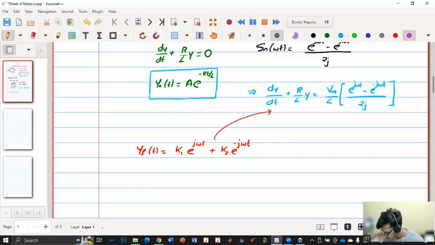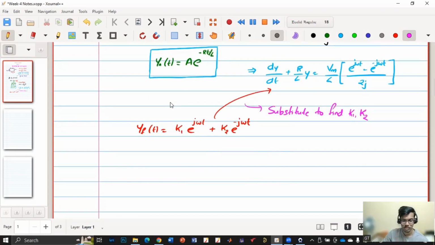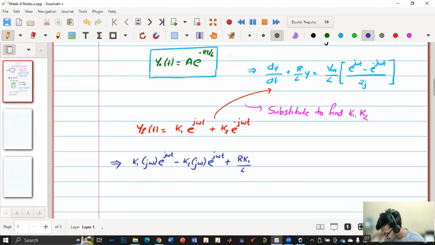We have discussed this last week. So substitute to find k1, k2. Yeah, all of you please do the calculation along with me. Take a pen and paper and do along with me. So can I know: k1 into j omega e to the power j omega t minus k2 j omega e to the power minus j omega t plus r k1 by l e to the power j omega t plus r k2 by l e to the power minus j omega t is equal to Vm by L times 2j e to the power j omega t minus Vm by L times 2j into e to the power minus j omega t.